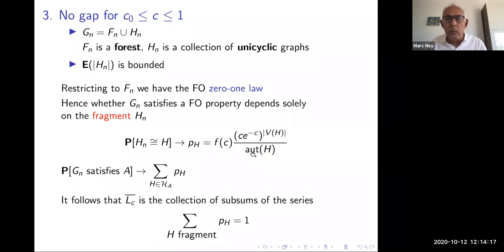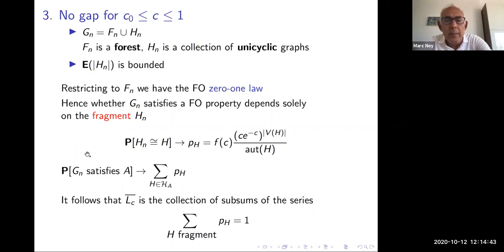The number of automorphisms is rather natural because this H is an unlabeled graph. And what is the probability that this labeled graph is isomorphic to this unlabeled graph? It is quite natural that the automorphisms of this play a role. Good. So the probability that the fragment is isomorphic to this fixed H converges to this constant.